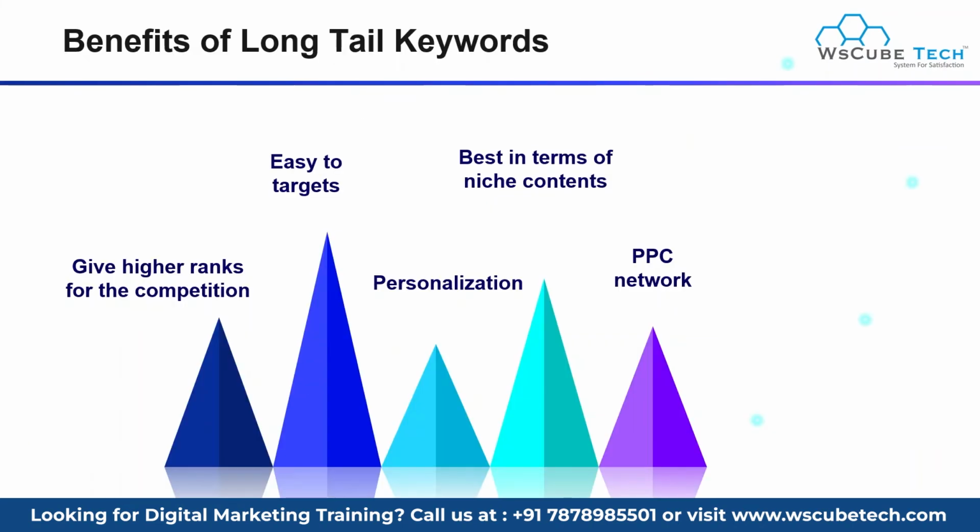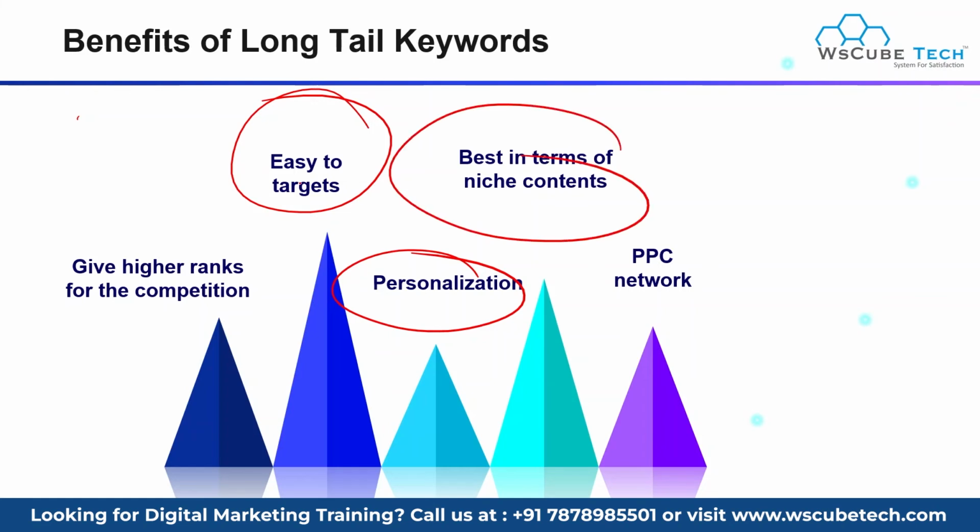Now let's summarize the benefits of long tail keywords. Long tail keywords give higher rank against the competition. It is easy to target. In the case of personalization, you can simply use voice search and put your query there. Best in terms of niche content. In the case of a PPC network, it helps you to choose long tail keywords having a lower bid amount. So these are some of the benefits of long tail keywords.